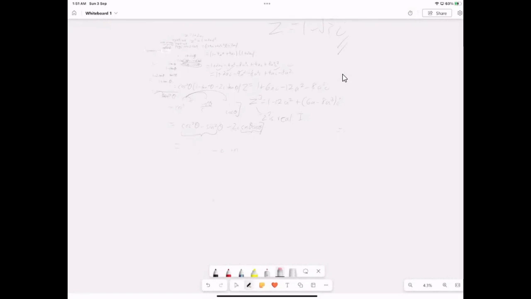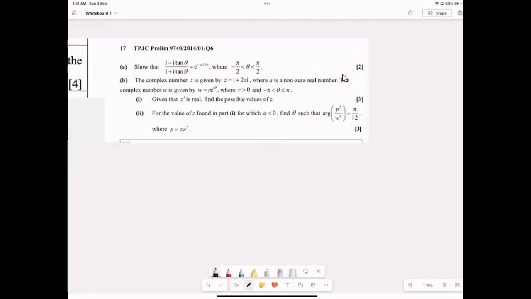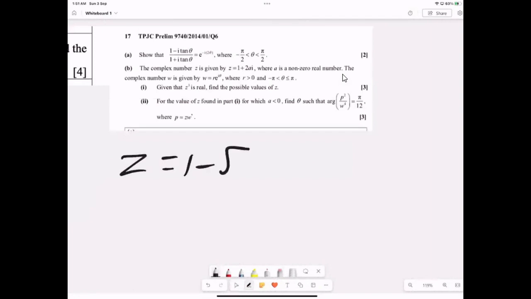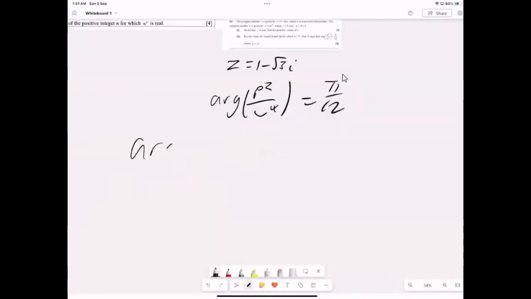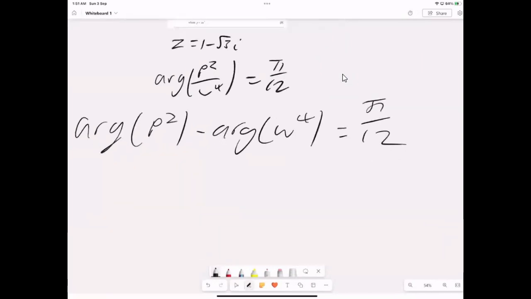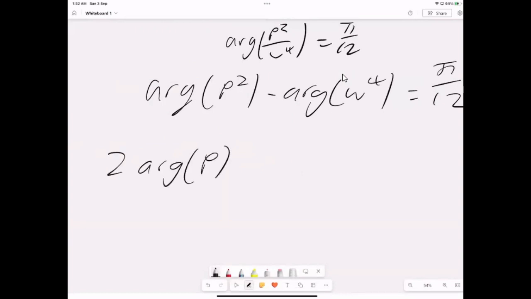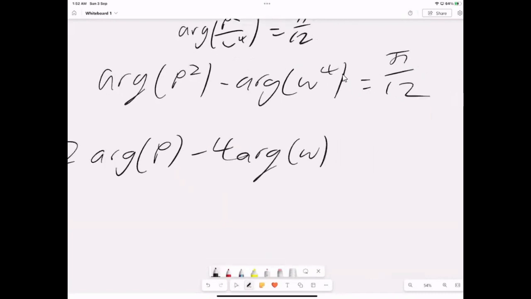Let me erase the whiteboard first. Remember that z is 1 minus root 3 i. Let me just take a quick mental note: z is 1 minus square root 3 i. So we want the argument of p² over w⁴ equals π over 12. We apply argument rules: arg p² minus arg w⁴ equals π over 12. So now we want 2 arg p minus 4 arg w equals π over 12.